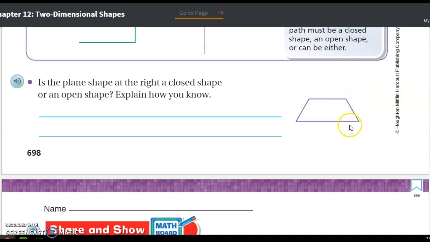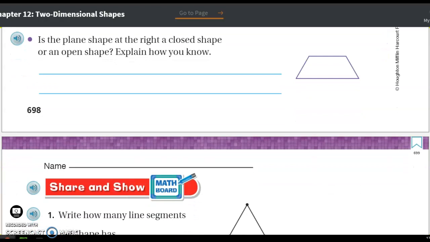There are no open ends. These are all line segments that are connected. There are no openings in our two-dimensional shape. And if you went above and beyond, you would have known that that is a trapezoid. And we'll get to that later in the chapter.